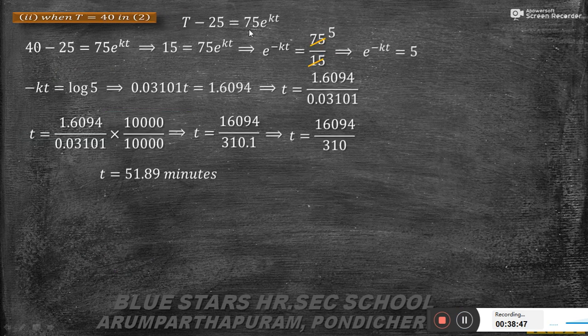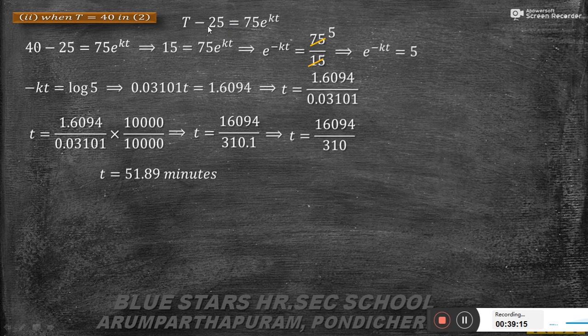So you see here, subdivision 2, when T equal to 40: T minus 25 equal to 75 e power kt. So I substitute capital T equal to 40. Because we read the second subdivision, the time when the temperature is 40 degrees Celsius. So I substitute capital T equal to 40, that means 40 degrees Celsius, the water temperature, in equation number 2.